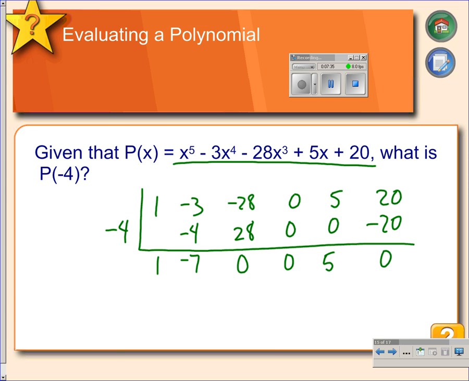So what this tells me is that p of negative 4 is 0. So that tells me that if I were to graph this function, the graph would have a 0 at negative 4, across the x-axis at negative 4. That would be one of its crossing points. Okay, that's the end of this video.